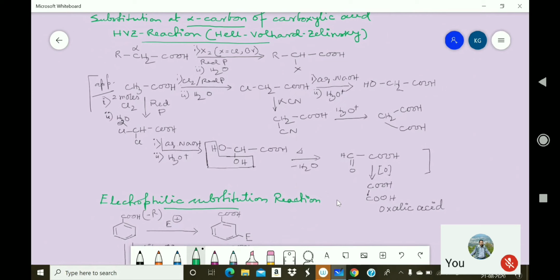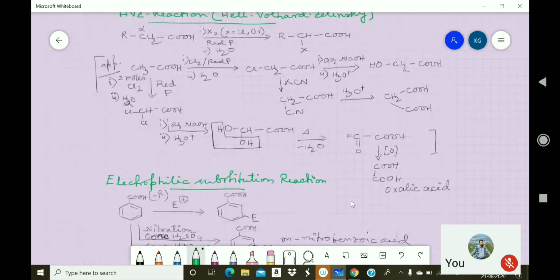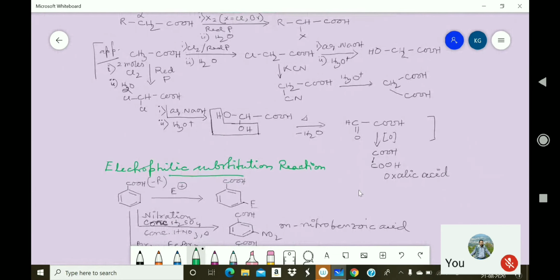So in this way, some applications of the HVZ reaction can be carried out.